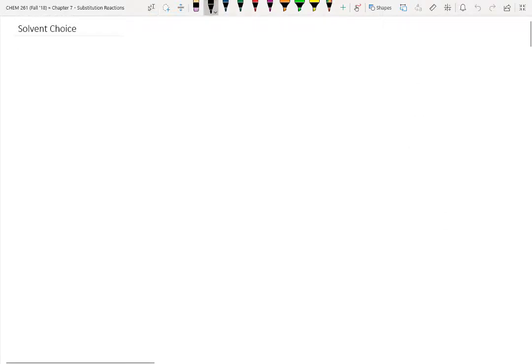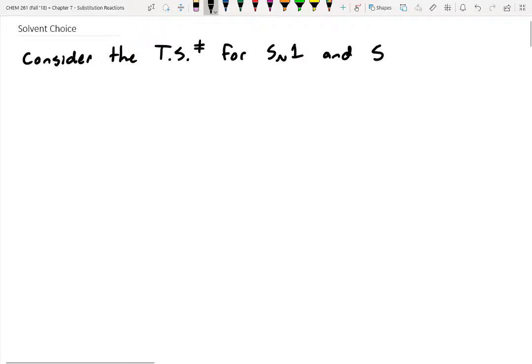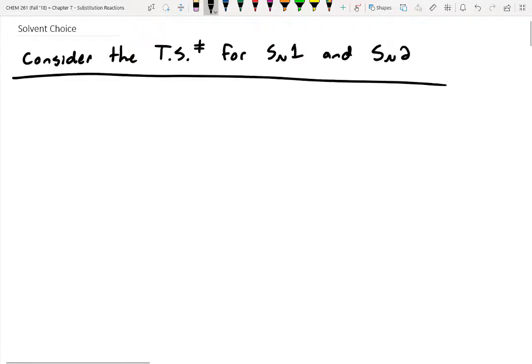All right, so let's consider the transition state. I'm going to abbreviate transition state TS double dagger for SN1 and SN2. Did we talk about leaving group importance yet? Not yet. We will get there, though. We're skipping that on the boxes and come back to it. Yeah, exactly.